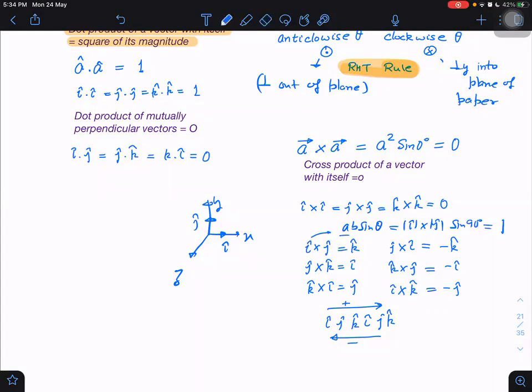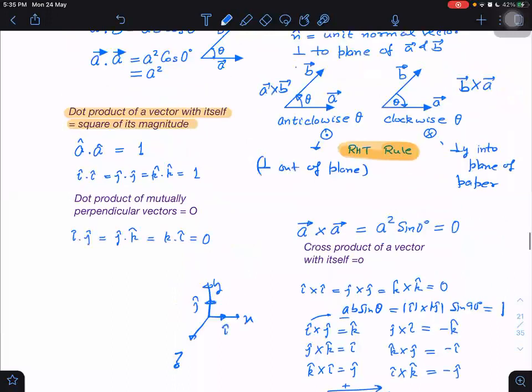Okay, K cap. But why K cap? Because the vector is a normal vector. Normal means perpendicular to the plane of I and J, and perpendicular to the plane, I have two possibilities. One possibility K cap, another possibility minus K cap. Which of these two is correct? That we can decide by the rule I gave you.